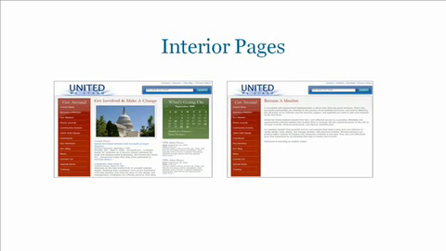Interior pages are the pages of content that make up the rest of the website. So for example, here we see the Become a Member page. This is an interior page to the United We Stand website, and home pages and interior pages generally share some common design components, such as here you see that they all have the United We Stand logo and search bar in the header, and the red menu bar on the left-hand side. In Freedom, this is called the interior page layout.